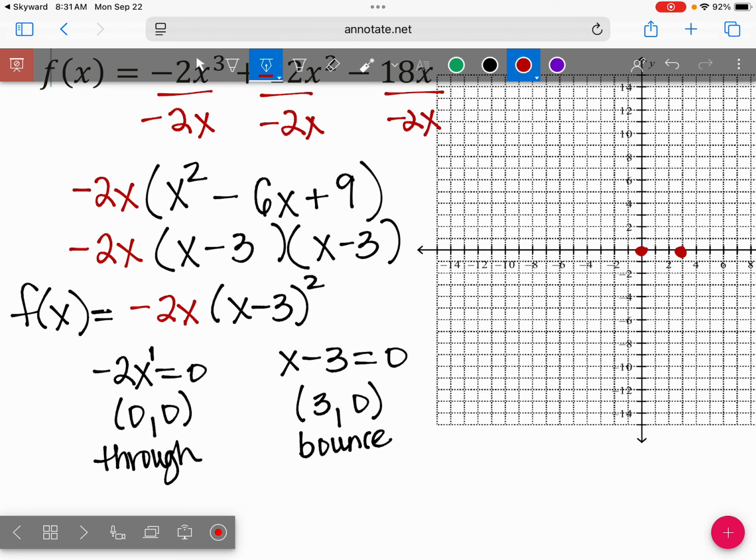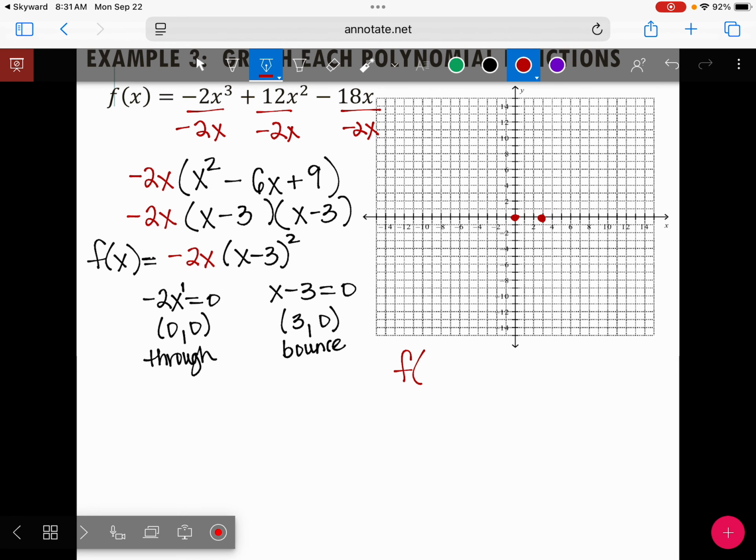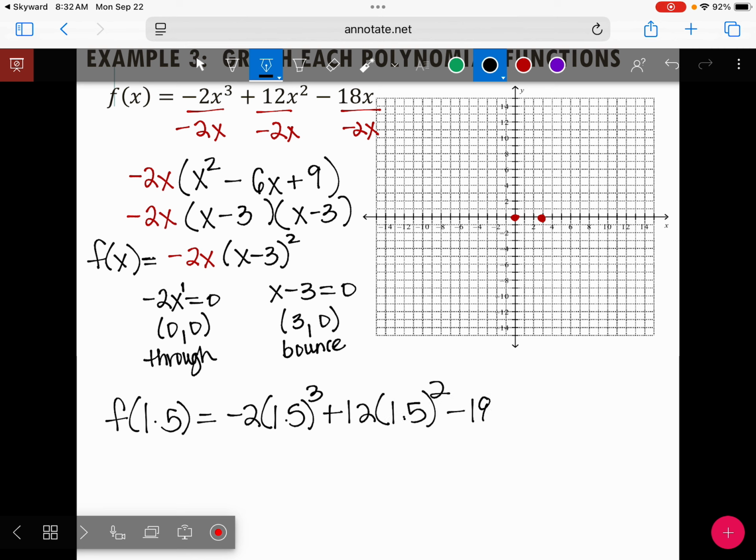1.5. So go ahead and find 1.5. So it would be negative 2, here, let me pull that over. Negative 2 parentheses 1.5 cubed plus 12 parentheses 1.5 squared minus 18 times 1.5. And we're just going to round it to the 10th place. Since we're graphing, it really can't be accurate.